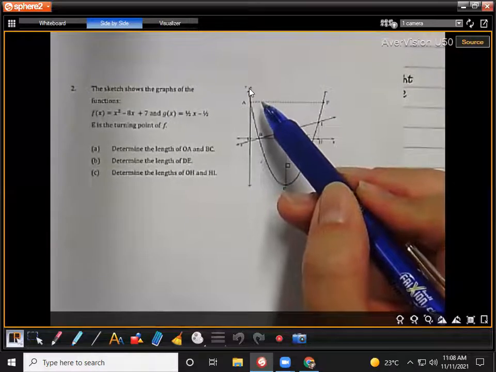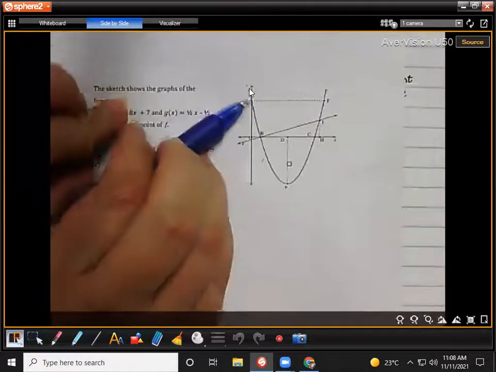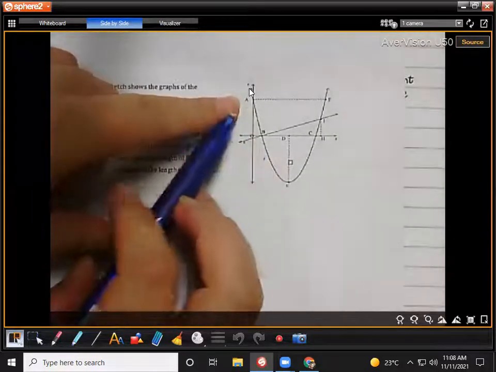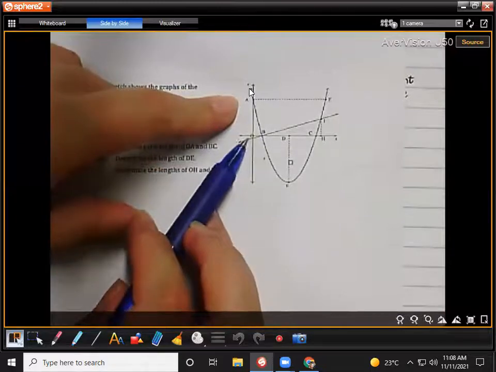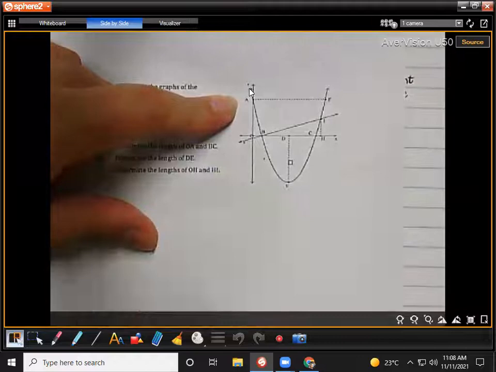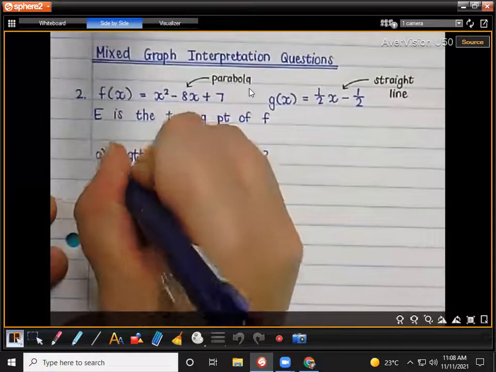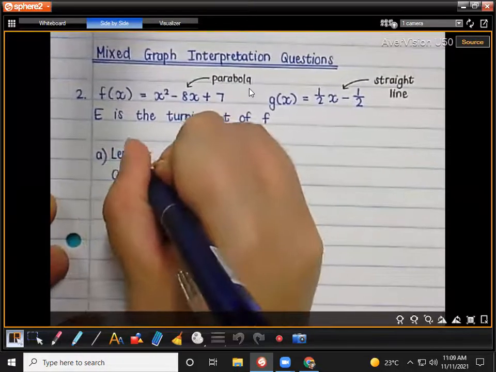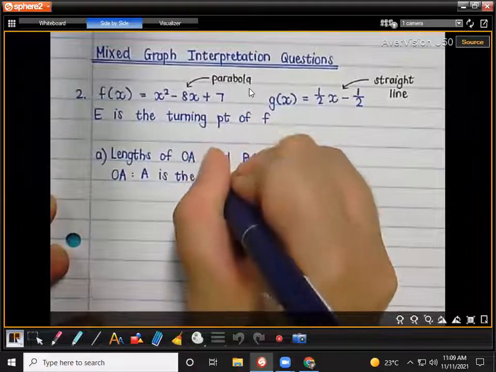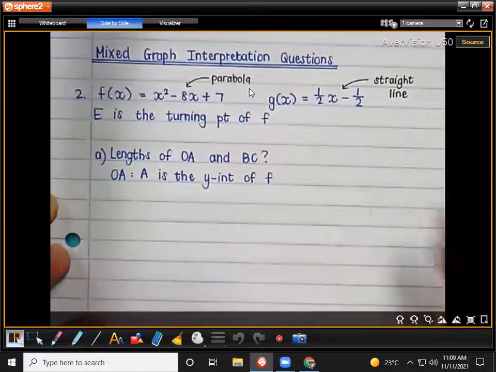So if we find that point, that's going to give us the y value here. So say that's a 6. I'm just making that up. All right, we'll check now what it is. Say that's 6 and that is the origin. What is the length of that line then? From 0 to 6 would be 6 units. Okay, so that's what we need to do. So for the first bit, OA, let's write that A is the y-intercept of f, which is the parabola.